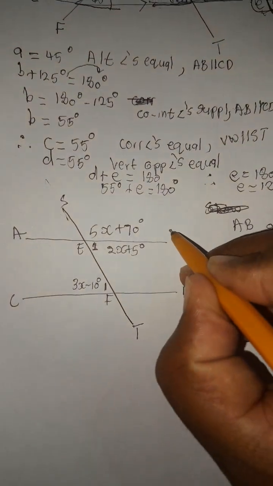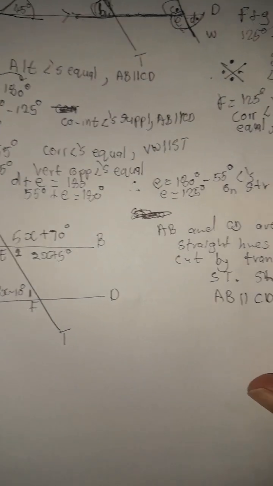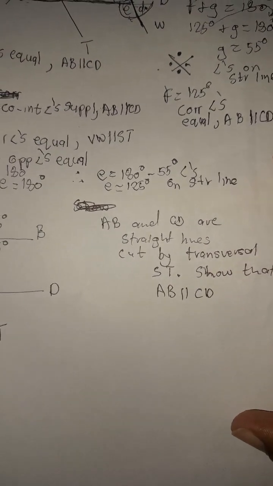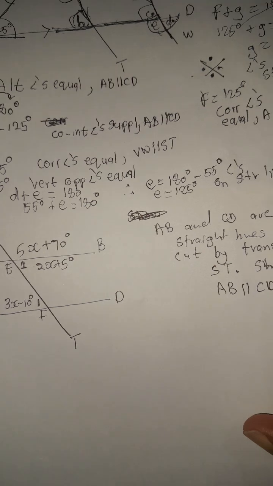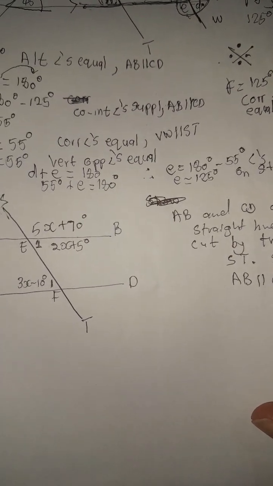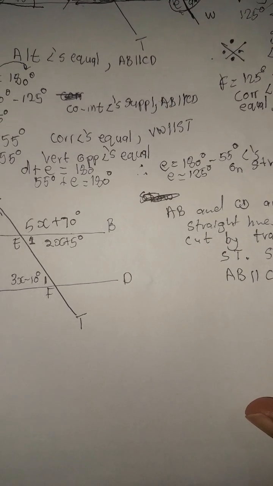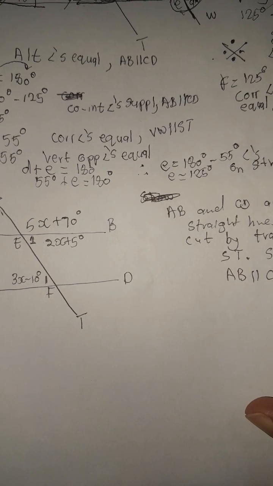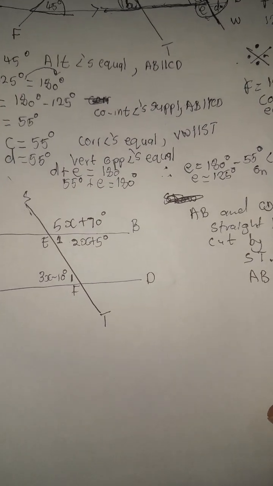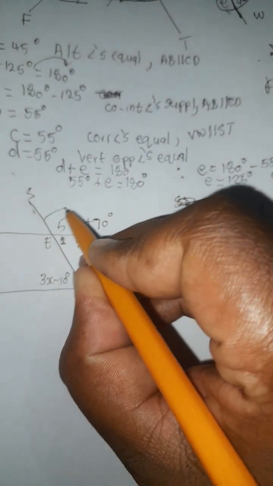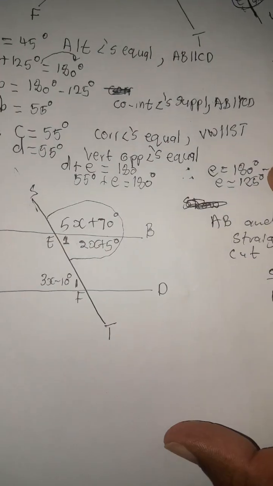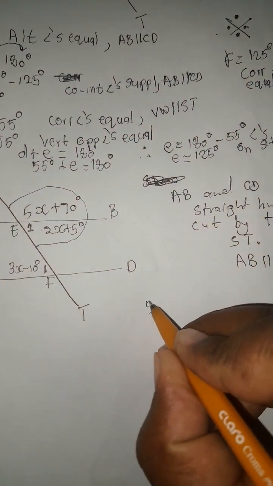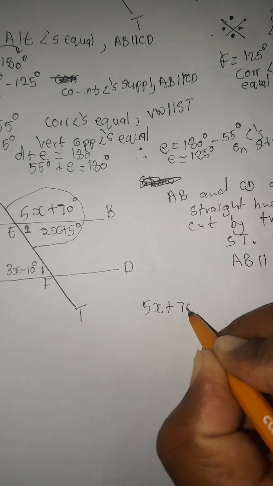So meaning that here it should be B. Sorry, yes, cut by a transversal ST. Show that AB is parallel to CD. Well, we need to be smart. By the look of things, we can see that these two angles are on the same straight line. Since they are on the same straight line, we are going to say 5x plus 70.